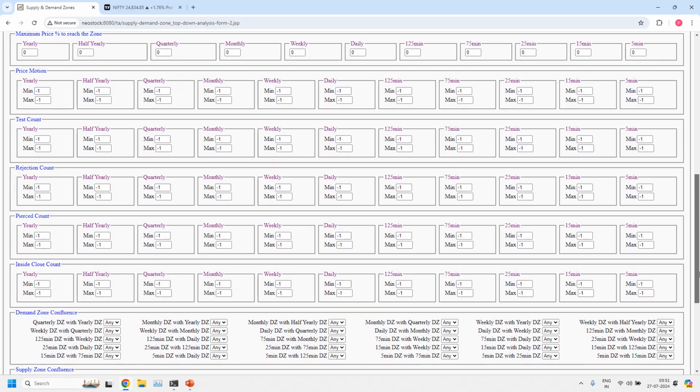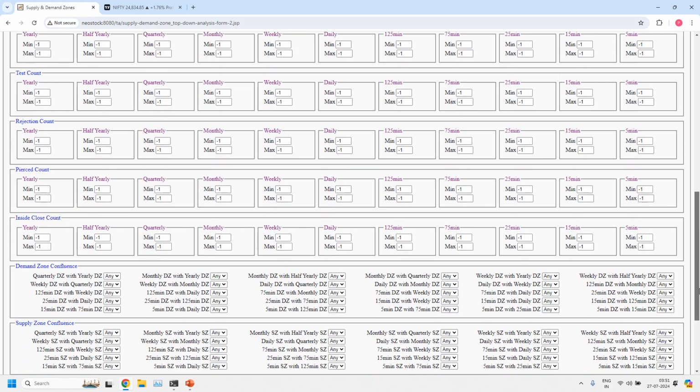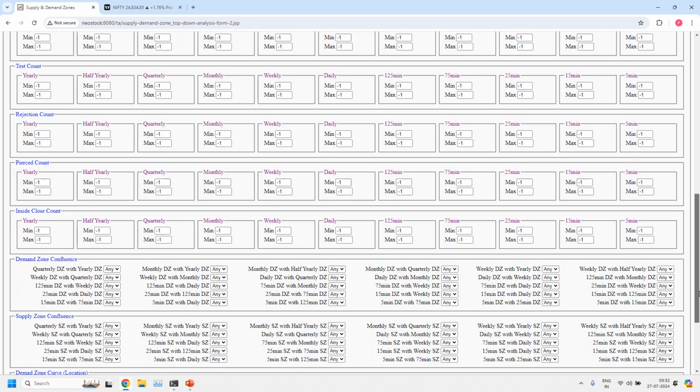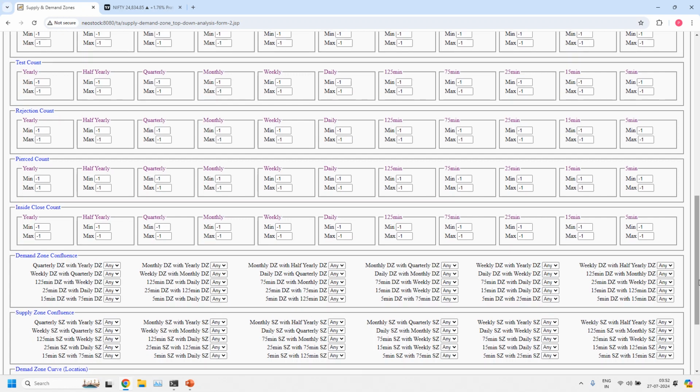So here we have a demand zone confluence, supply zone confluence filters in our software. Let's look into this scenario. 15-minute demand zone with 75, confluence should be there. The confluence should be yes. Yes means the confluence should be accepted, otherwise the filter will just ignore it. The moment you say yes, it is looking for a 75-minute demand zone having a 15-minute demand zone combination.